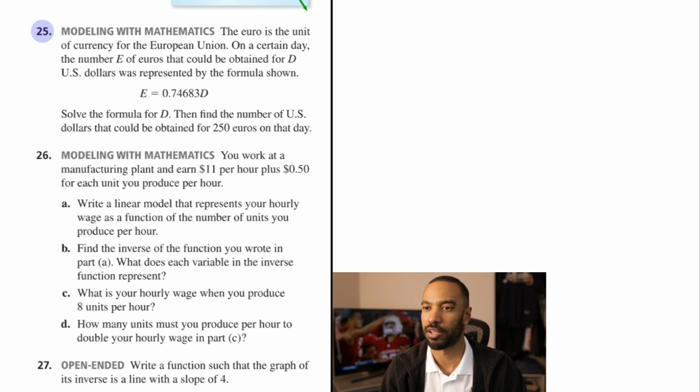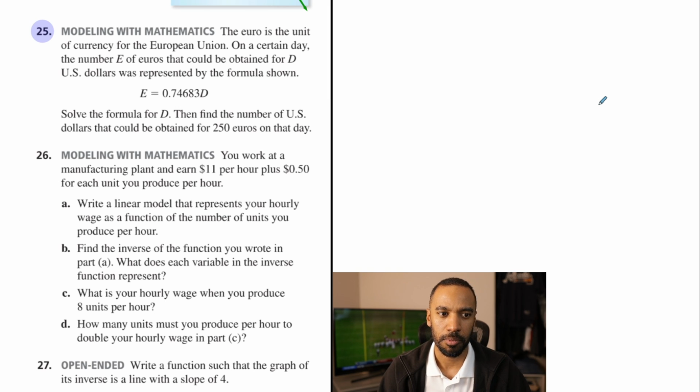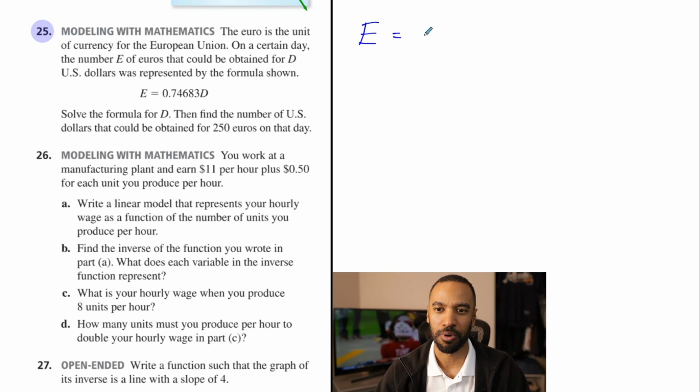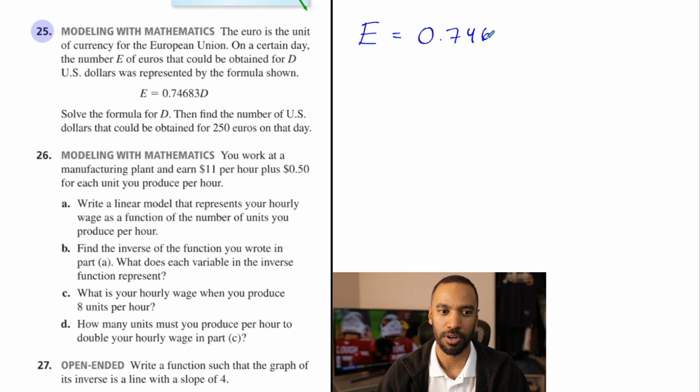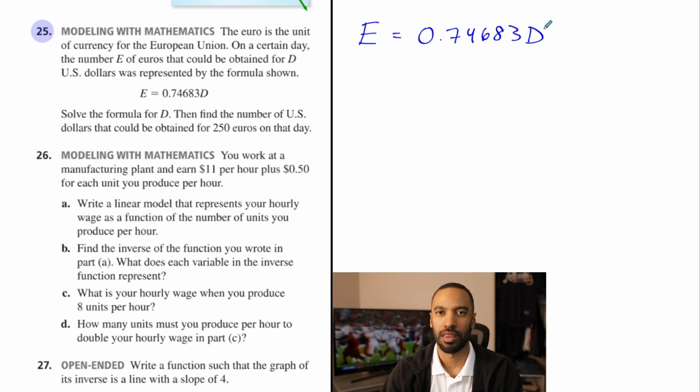Okay, number 25, modeling with mathematics. The euro is the unit of currency for the European Union. On a certain day, the number E of euros that could be obtained for D US dollars was represented by the formula shown. Oh, much better. As I was writing the E, there was a problem. So E = 0.74683D. So the euro is about 75% of the dollar, if you will.